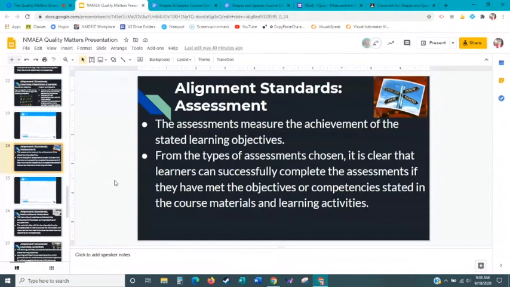Drina, we have a request. Can you show the objectives on your screen again, please? There's the module objectives, and the course objective was to convert standard and metric measurement. Thank you.